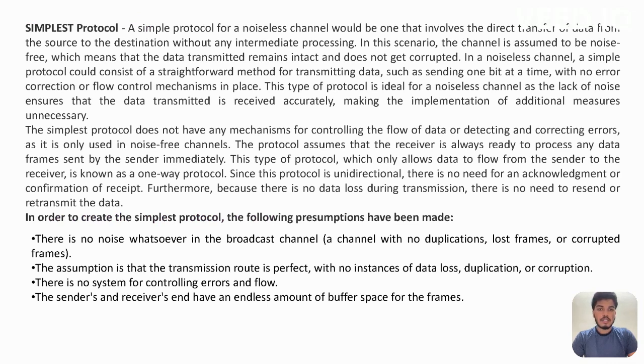A simplest protocol for a noiseless channel involves the direct transfer of data from the source to the destination without any intermediate processing. In this scenario, the channel is assumed to be noise free, which means the data transmitted remains intact and does not get corrupted. In a noiseless channel, no error correction or flow control mechanism is placed. This type of protocol is ideal for a noiseless channel, as the lack of noise ensures that the data transmitted is received accurately, making the implementation of additional measures unnecessary.